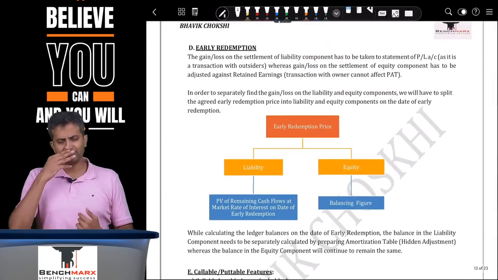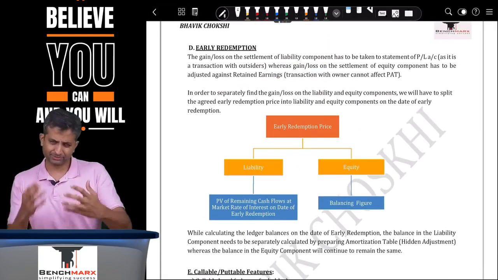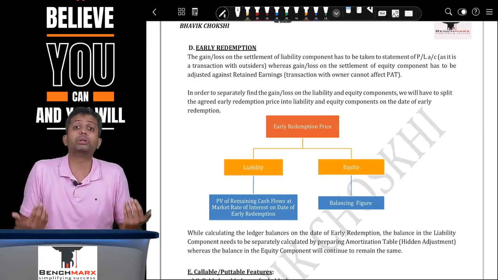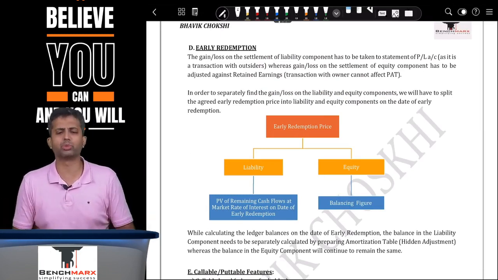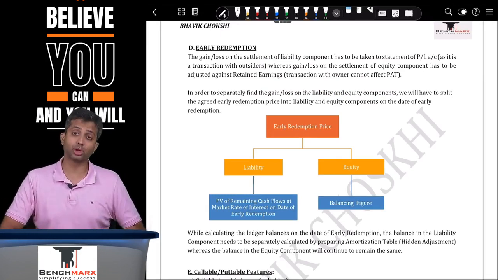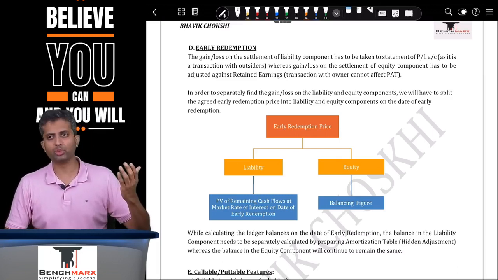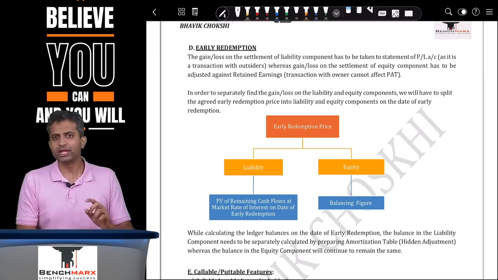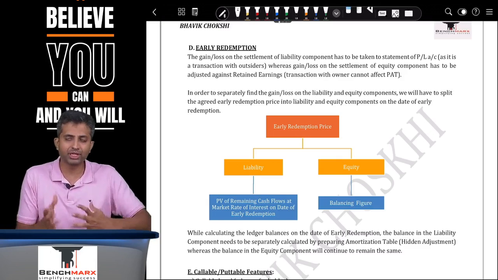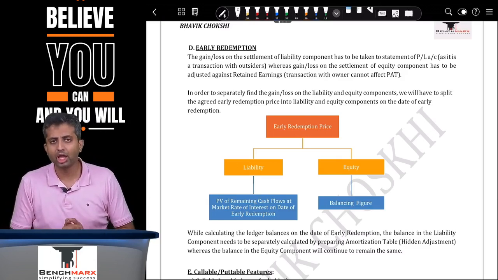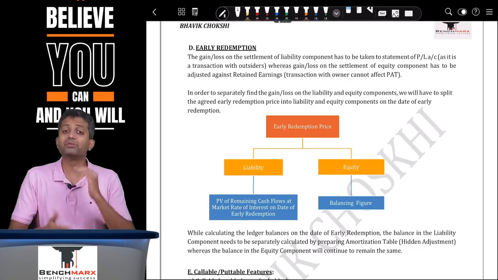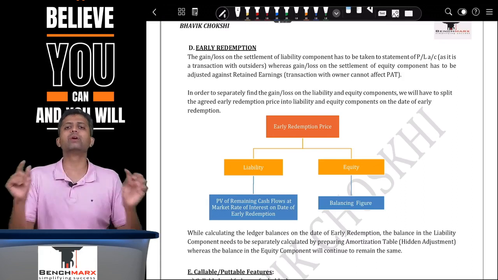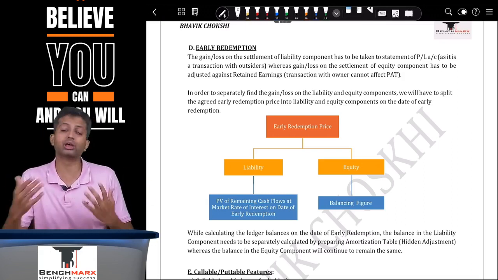Next, if there is an early redemption, usually an optionally convertible instrument can be early redeemed. A compulsorily convertible instrument cannot be early redeemed because there is no redemption possibility. So if there is an early redemption for an optionally convertible instrument, you will debit the liability component, you will also debit the equity component, and you will pay the redemption price. Now the problem is, in this case, a balancing figure, where will you take? Well, if it is for the liability component, it has to go to the P&L, because it is a settlement of a liability. But if it is for the equity component, then it should go to the retained earnings. And hence you will also have to do split accounting for the redemption price, the early redemption price.